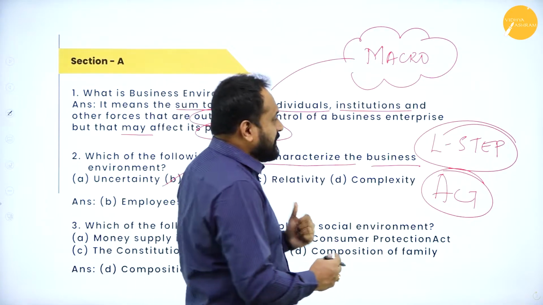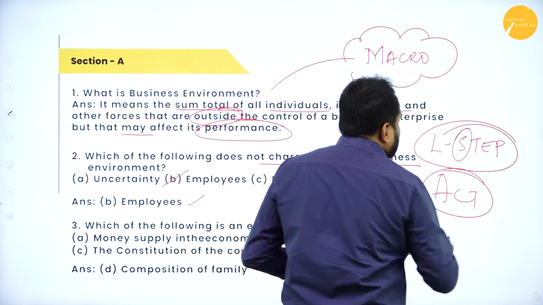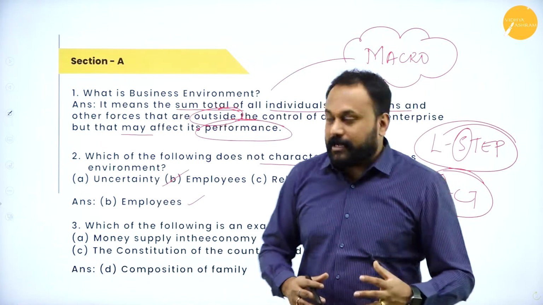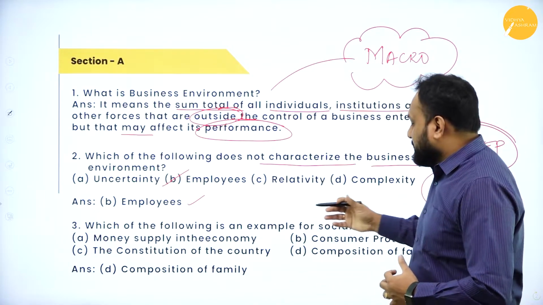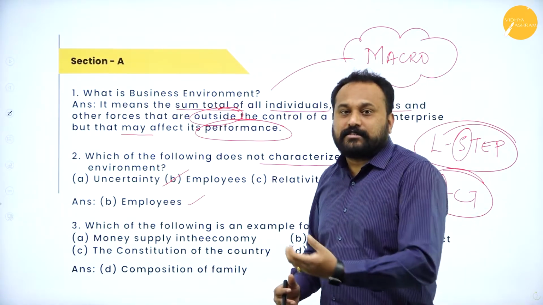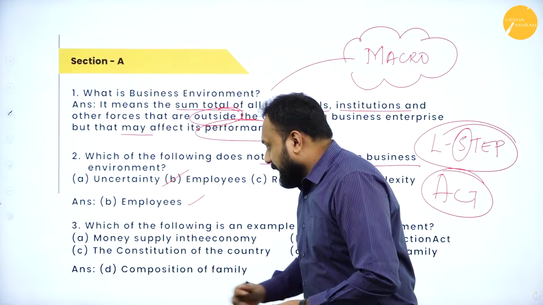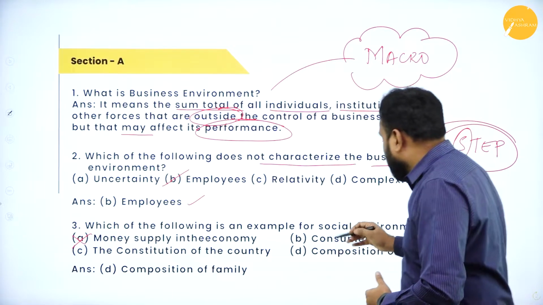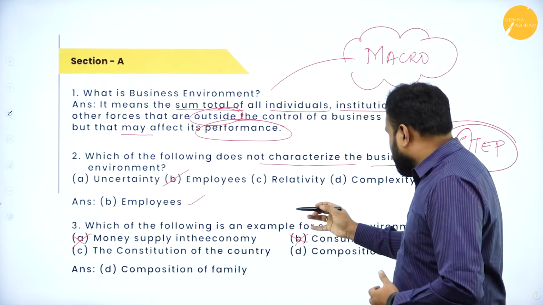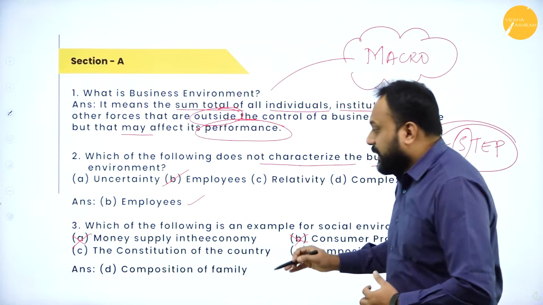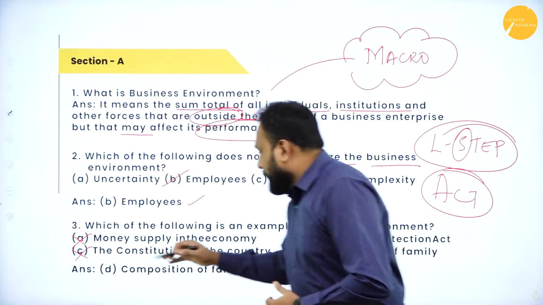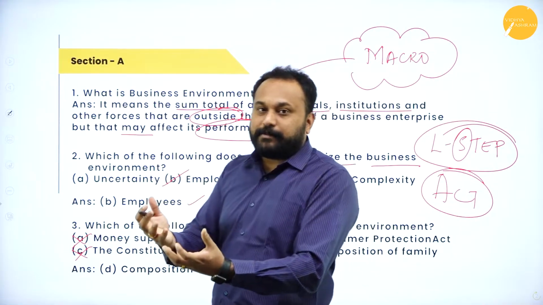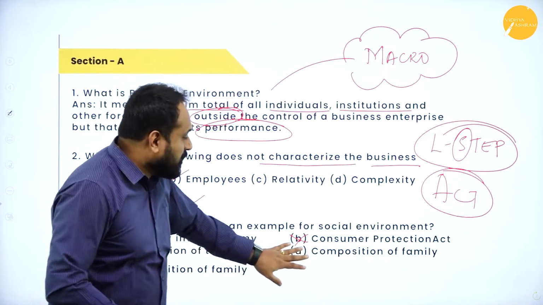So here what they're asking about is the social environment. Now what exactly happens in the social environment? So which of the following is an example for social environment? Social in the sense society. Here, A, money supply in the economy. No, it is not. Then we have B, Consumer Protection Act. No, it is not. Next, the constitution of the country. No, it is not. Now, composition of family. Now, society in the sense people in the sense family. Now, that is what composition of family.